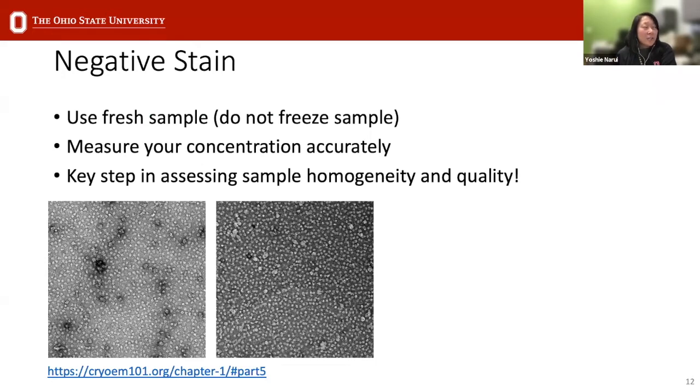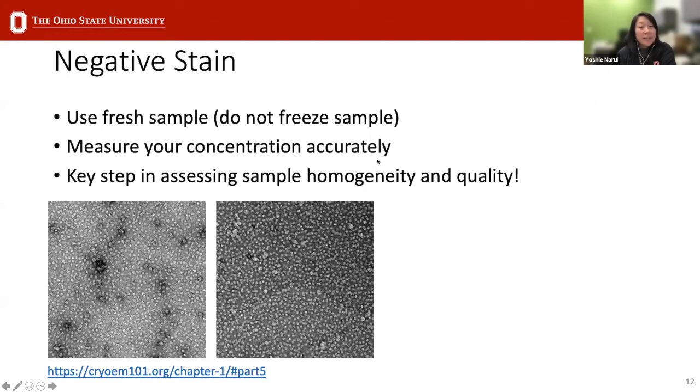But our recommendation is always to use fresh sample that has never been frozen. Ideally, you would run the gel and see it's pure, and then immediately move to negative stain. It helps if you know the concentration of your sample pretty accurately. If not, we have to do a little more guesswork about how to properly dilute it to see the right particle density on the grid. So just make sure to try and measure as accurately as possible.